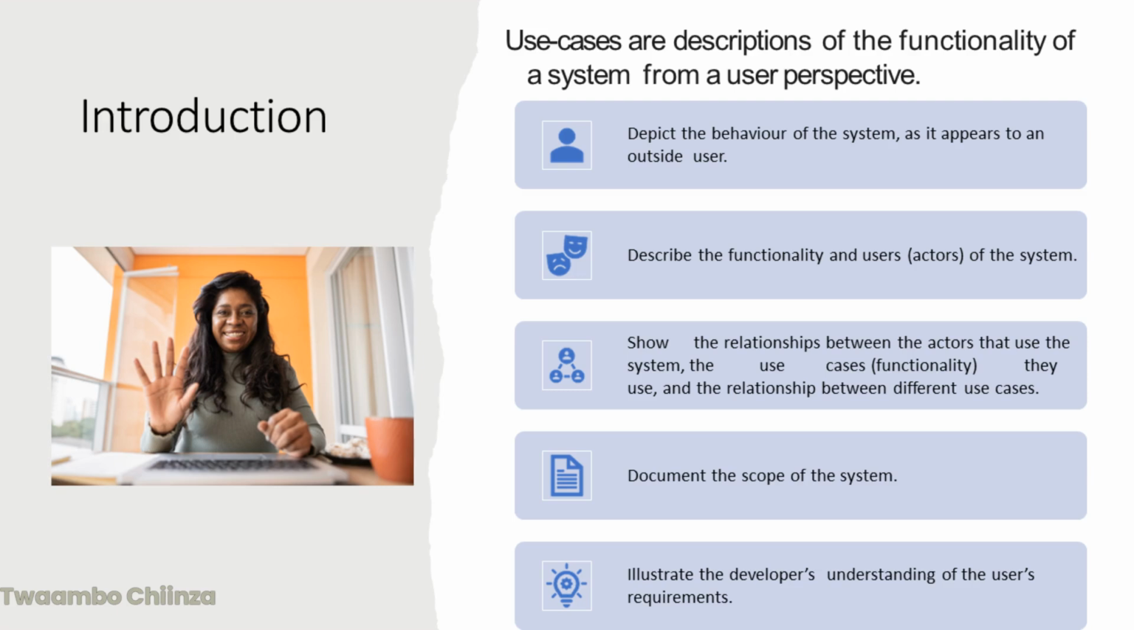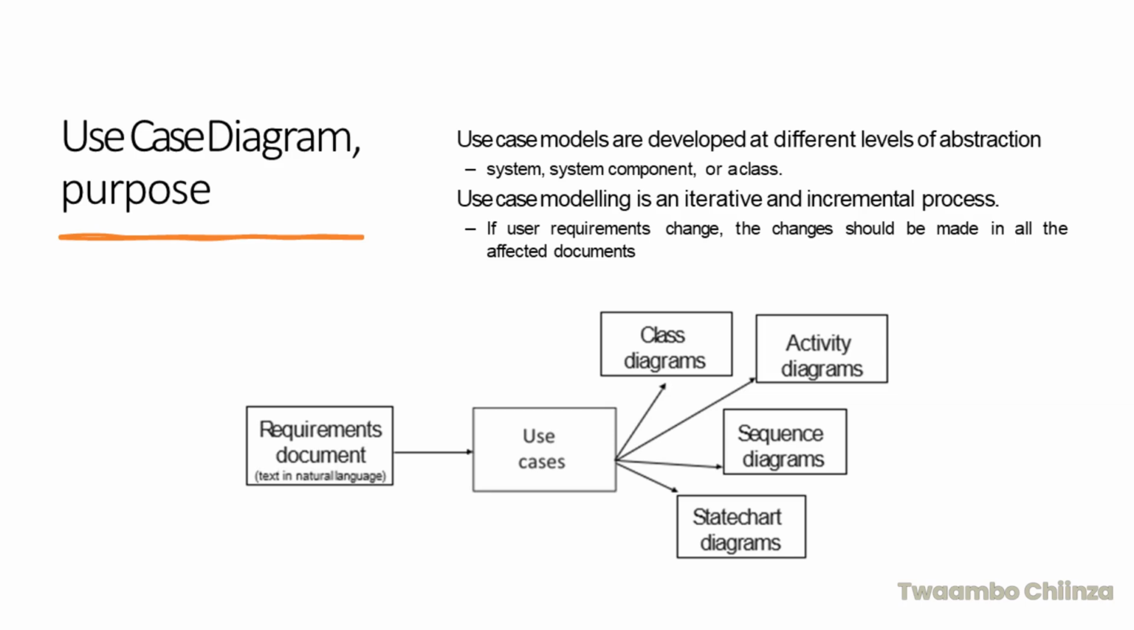Use cases describe the functionality of a system from a user's perspective. They depict behavior, show relationships, document scope, and illustrate understanding of user requirements. Use case models are developed at various levels of abstraction and are part of an iterative and incremental process. They include class, activity, sequence, and state chart diagrams.